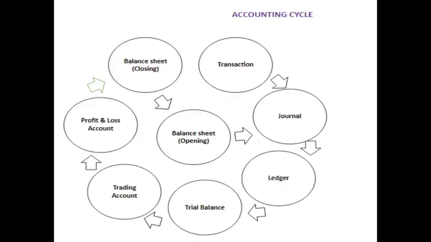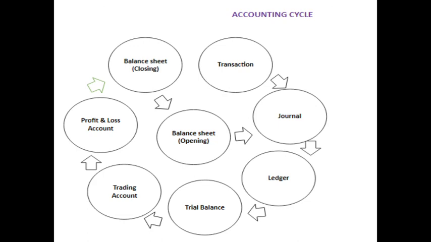Okay. See the accounting cycle. Transaction happens. We prepare the journal. We write the journal entry. Then we post it in the ledger. And the ledger account balances are pooled together to form the trial balance. From the trial balance we prepare the trading account. From the trading account we go to the profit and loss account and the balance sheet.